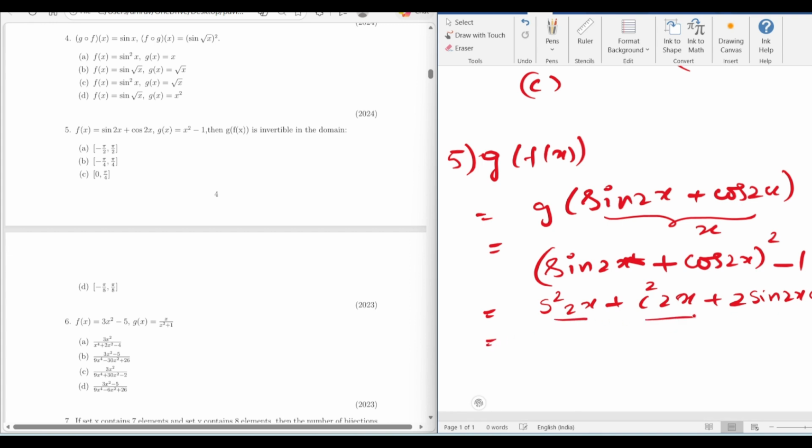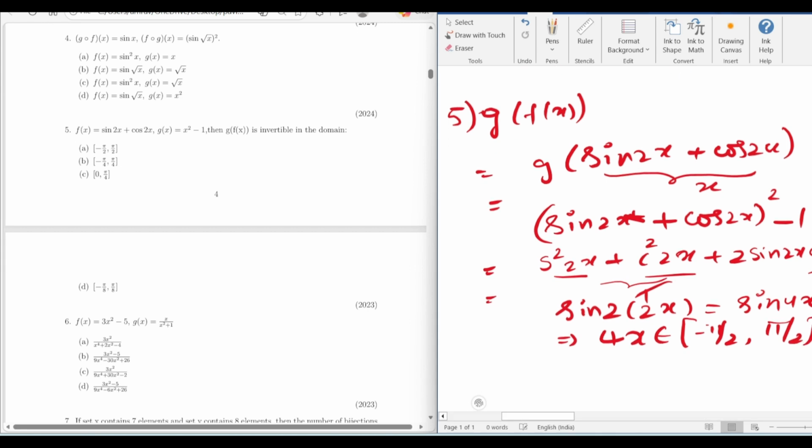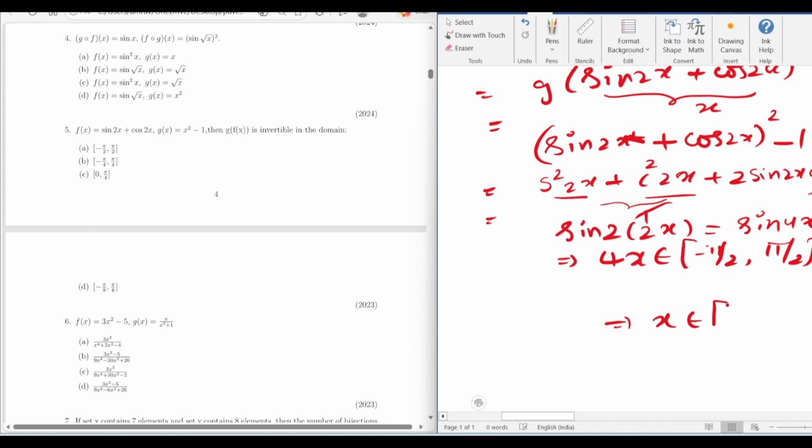So sine square theta plus cos square theta is 1, and this 1 and minus 1 get cancelled. You are left with 2 sine 2x cos 2x. This is of the formula 2 sine theta cos theta, which is sine 2 theta. Here theta value is 2x, so this is equal to sine 4x. They're asking you that it is invertible in the domain. The sine function is invertible when the value of theta belongs to the closed interval minus pi by 2 comma pi by 2. So this implies 4x belongs to minus pi by 2 comma pi by 2. So you are supposed to find the x value. This implies x belongs to minus pi by 8 comma pi by 8.